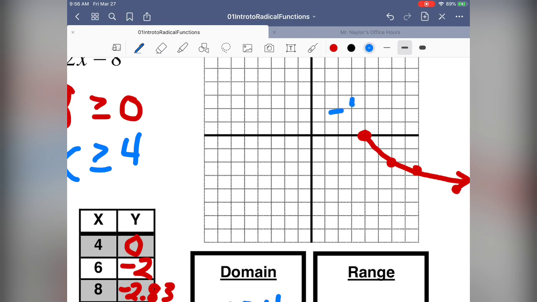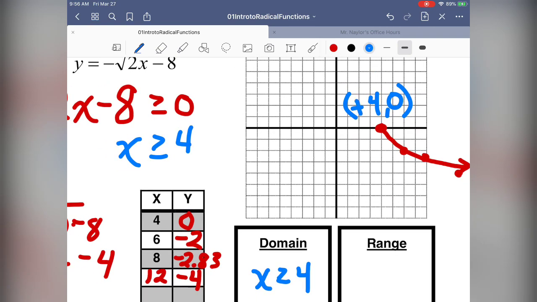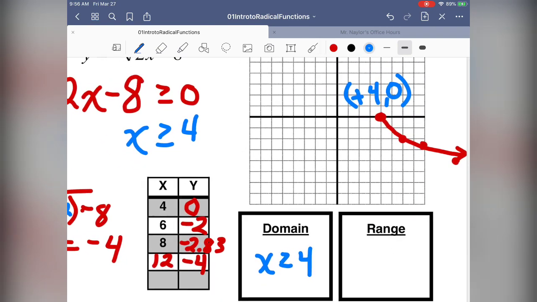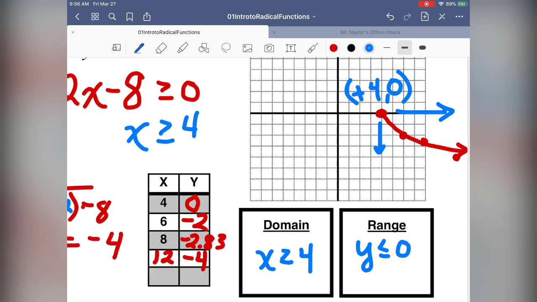It still has this most important point, this starting point or vertex, which has everything to do with our domain and range. As you can see, our domain is still going to the right from this point, but I want you to notice that now that the graph's going down, we would have to say our range is going down from 0. Now you could say y is less than or equal to 0. That means that we're going down from 0.